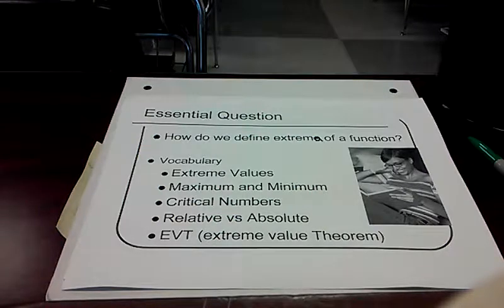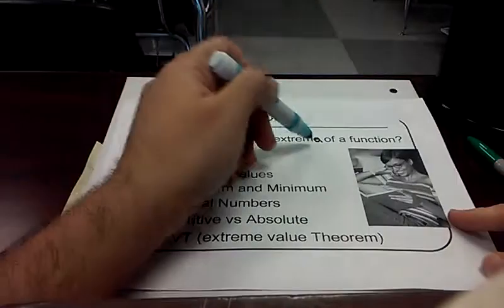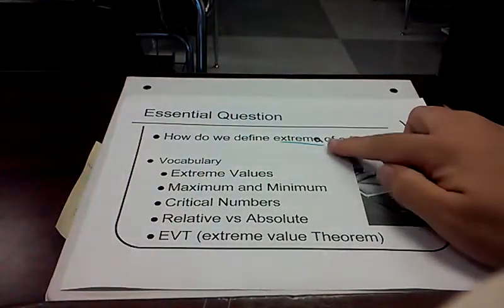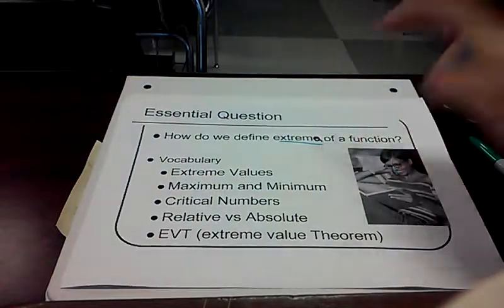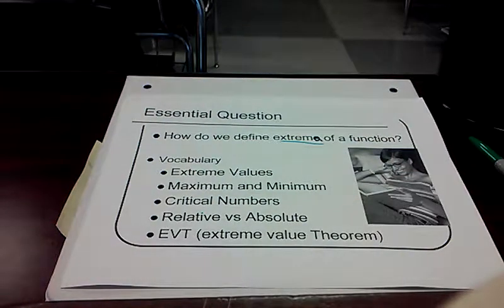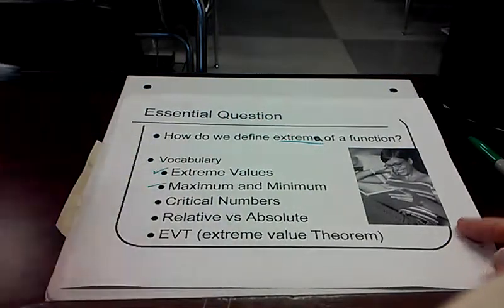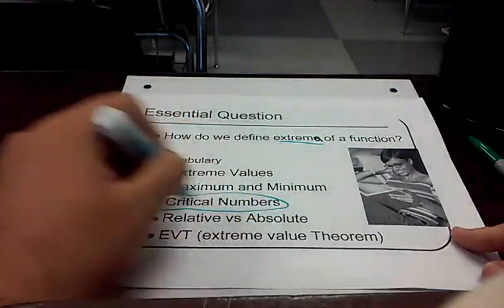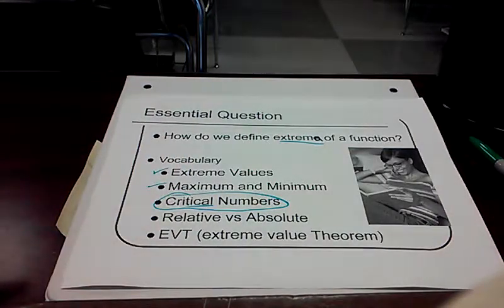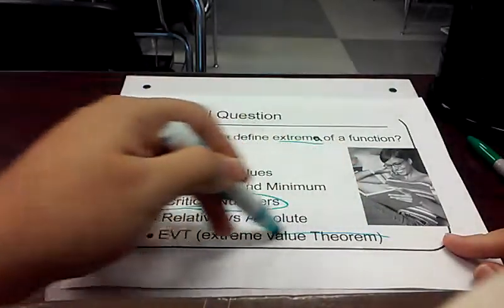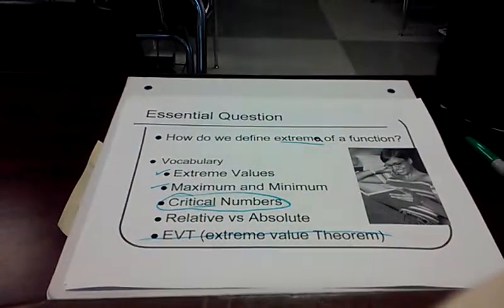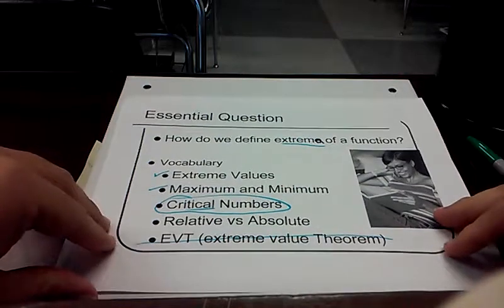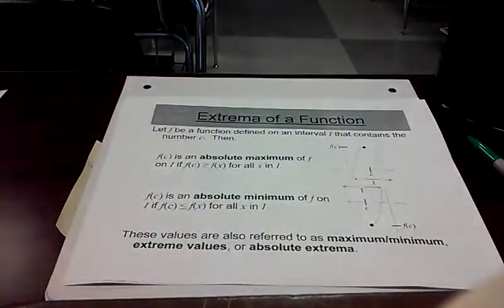All right, guys, let's look at today's essential question. Your essential question is, how do we define extrema of a function? And obviously you can tell I cannot spell. It's an A, extrema. Your vocabulary words are extreme values, not extreme sports, max and min, critical numbers, and that is, no pun intended, critical, relative versus absolute, and we're actually going to cover the EVT, not ET, extreme value theorem tomorrow. All right, let's just go over some notes.